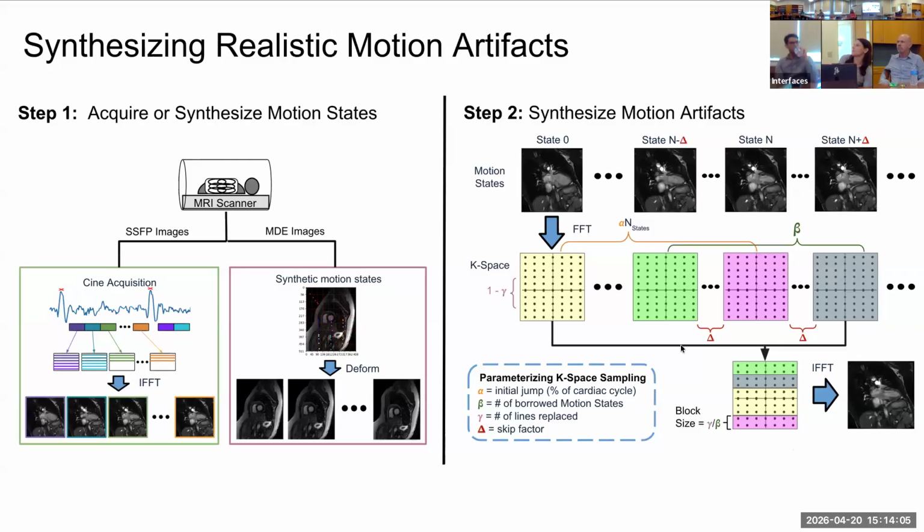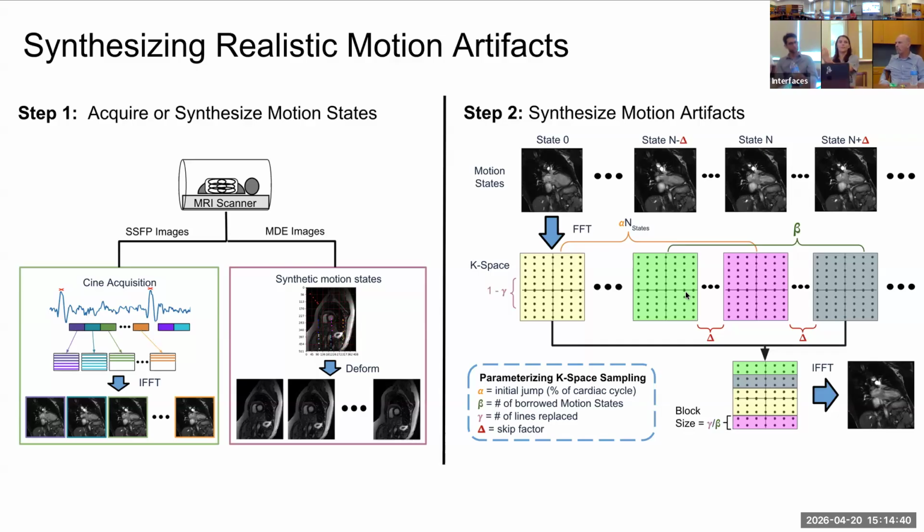Maybe just to help clarify this a little more, what you have here is each of the motion states after I took the Fourier transform of them. All I did was parameterize this space so that I could create a lot of different motion artifacts with higher severity. If I borrow from more motion states, or I borrow a lot from one other motion state, it's going to make a much bigger problem. If I only borrow 2 lines, then that's not going to create as much of a problem, because it also depends on where in the cardiac cycle I borrow from.